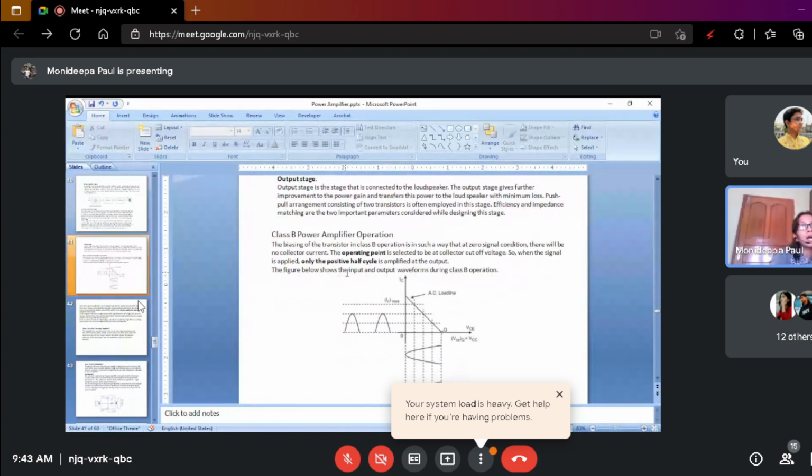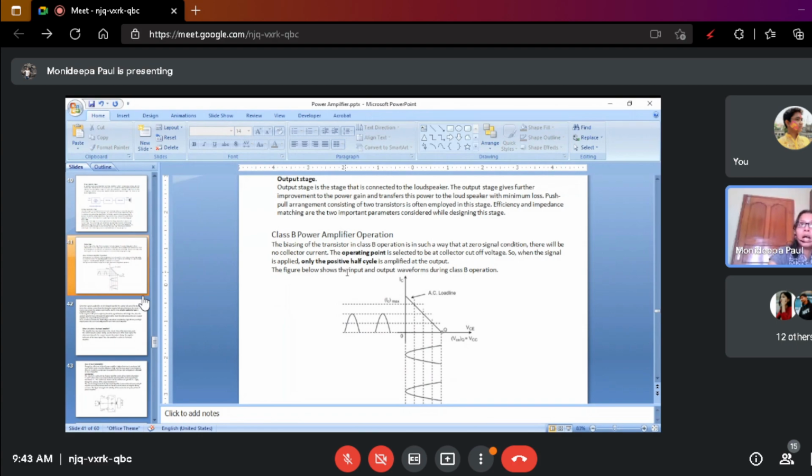So this is the class B power amplifier. Using these characteristics, this phenomenon, we get the push-pull power amplifier. This is the application of class B power amplifier. Push-pull amplifier works on the principle of class B power amplifier.